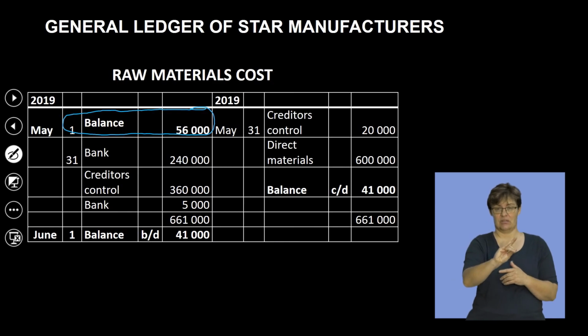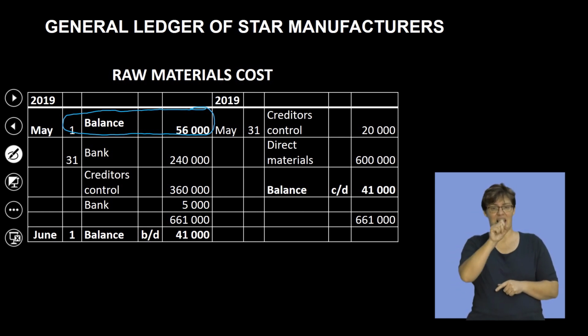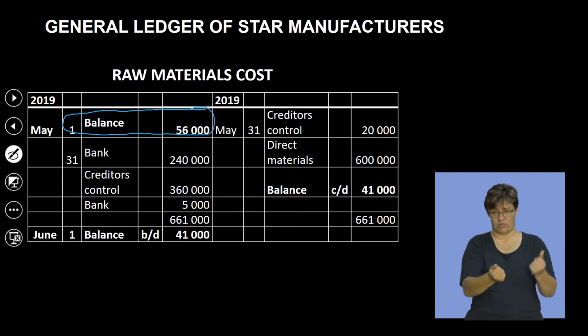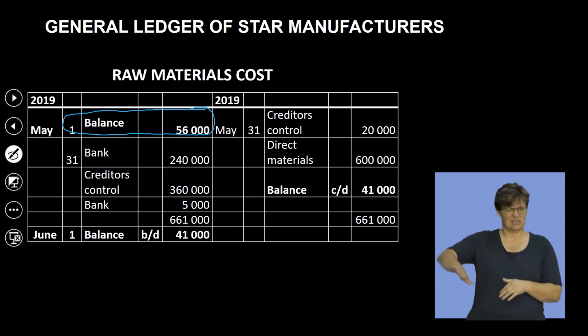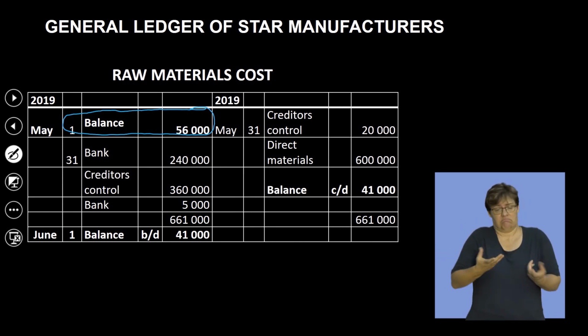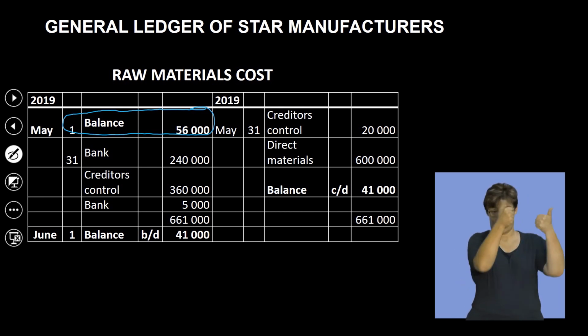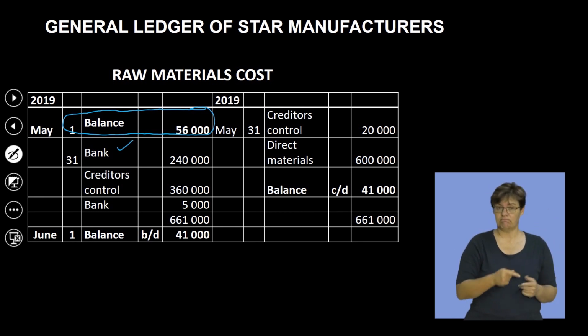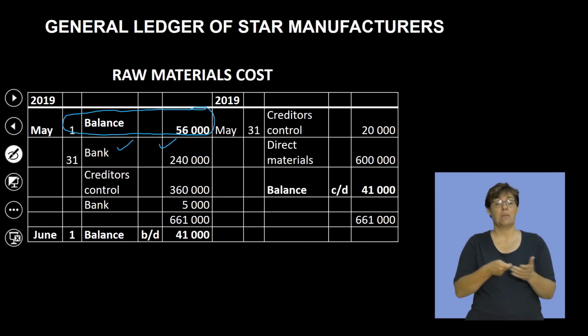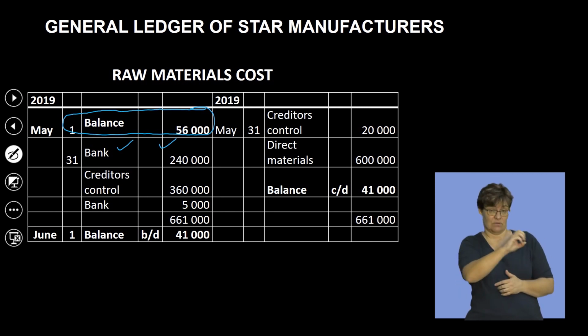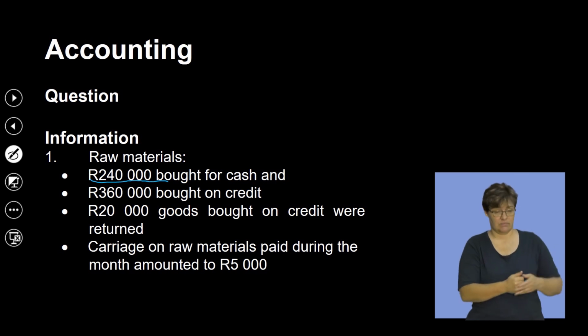Double entry: debit raw materials stock, credit bank. That's your ledger entry. Clearly the emphasis now is on raw materials. We're not concerned about the bank account per se because that entry is not required. What is required for you to show is the raw materials stock account. So there's my bank entry, I purchased for 240,000 rand. Done and dusted, next entry.